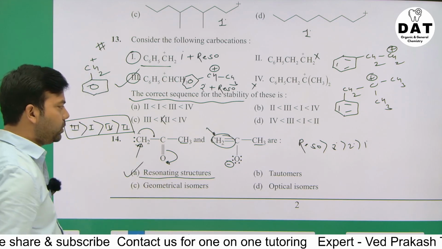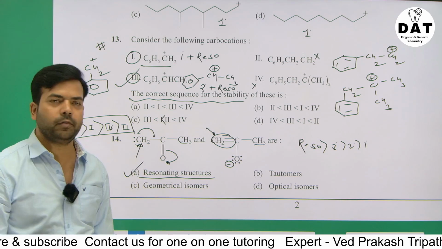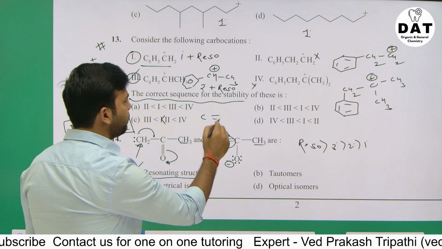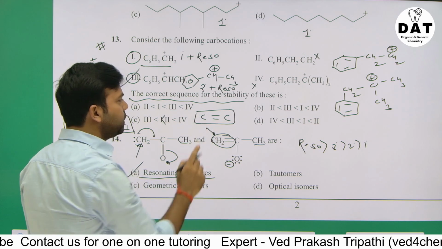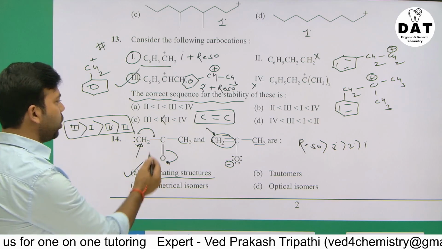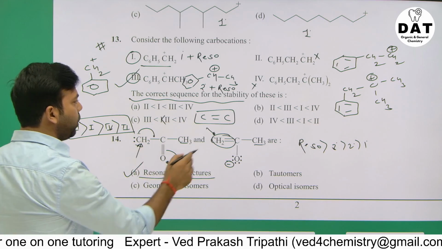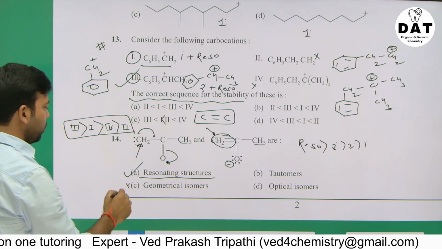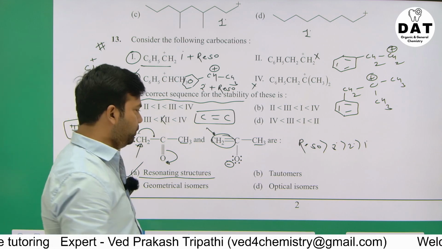Why is geometrical not right? Because geometrical isomerism is observed in carbon double bond carbon. If you have learned cis and trans, then cis and trans are geometrical isomers. But this is not like cis and trans because this is a CO bond, not a carbon-carbon double bond. So this is wrong. Tautomer.